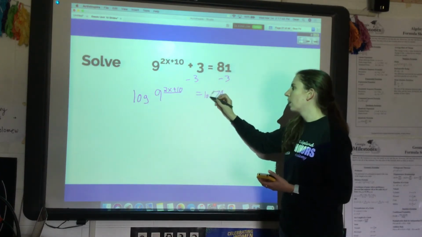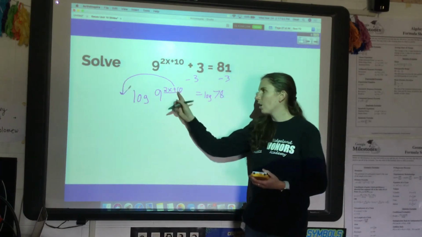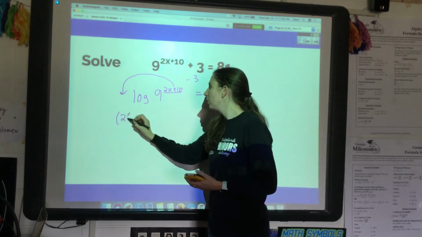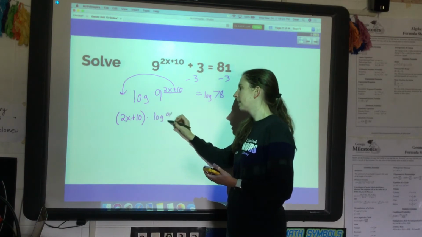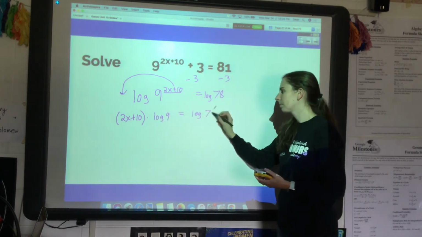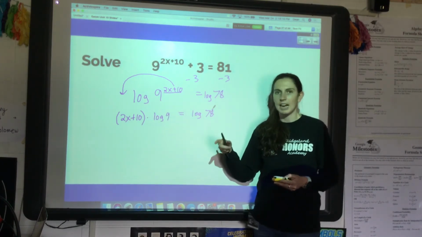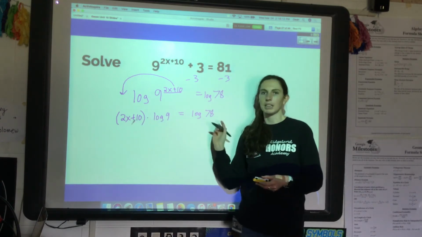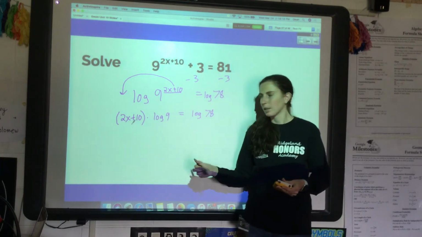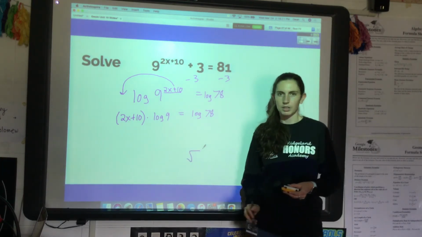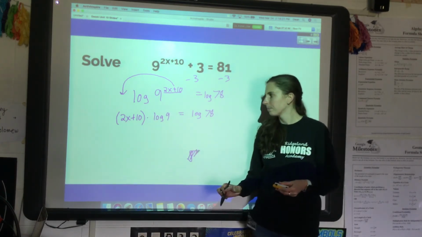Log here, and now I can bring this down to the front. Be careful, because it all comes together. So this is going to be 2x plus 10 times log of 9. Just a reminder, the log doesn't exist by itself. It is attached to that 9. So I can't be just like dividing both sides by log, because log doesn't exist by itself. It's a parasite. It has to be latched onto something. Just like square root doesn't exist by itself. It has to have something in it.